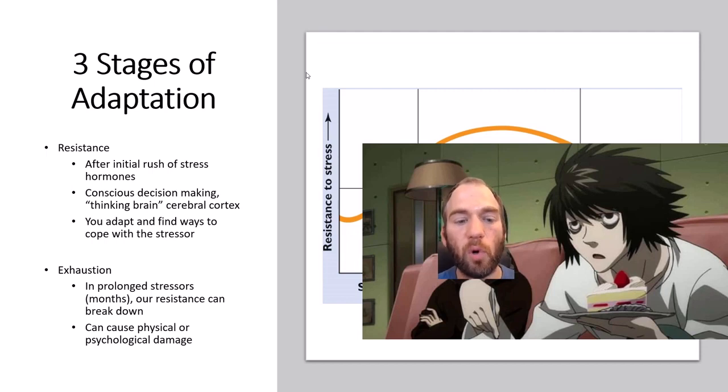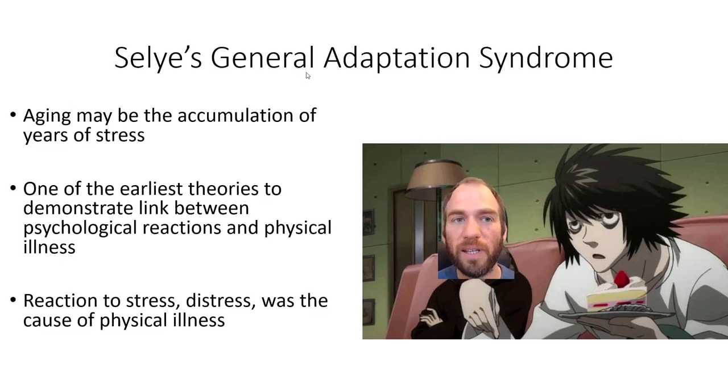But in the presence of prolonged stressors that don't go away, and you're always in that fight or flight mode, that can contribute to a breakdown of biological processes, which can contribute to behavioral changes and negative developmental outcomes across the board. And this can accumulate. As stated, this is one of the earliest theories to demonstrate a link between psychological reactions and physical illness. Reaction to distress was the cause of physical illness, as Selye found.